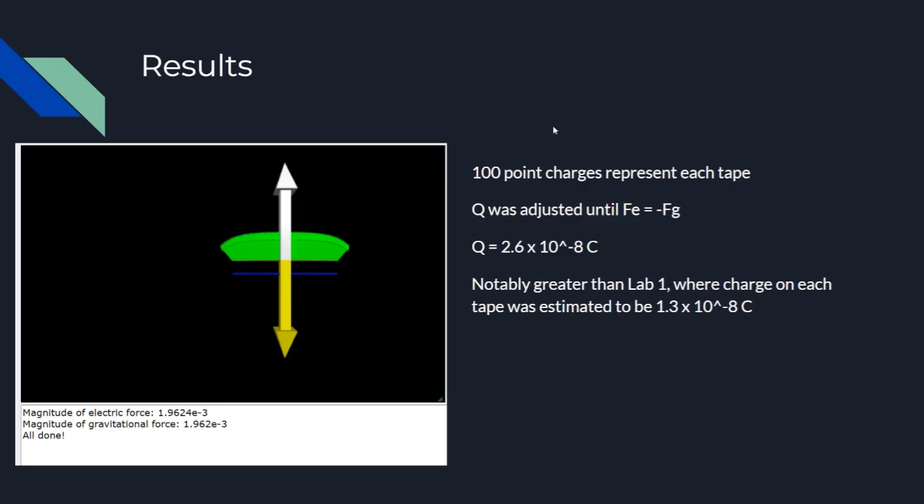These are the results I got from my lab. I used 100 point charges to represent each tape. I adjusted Q until the electrostatic force was equal and opposite to the force of gravity, and Q, when that was the case, came out to be 2.6 times 10 to the negative 8 coulombs. This was notably greater than lab 1, where the charge on each tape was estimated to be 1.3 times 10 to the negative 8 coulombs.